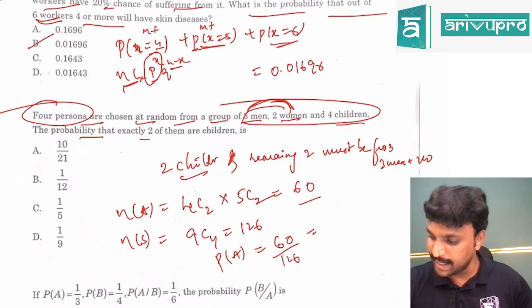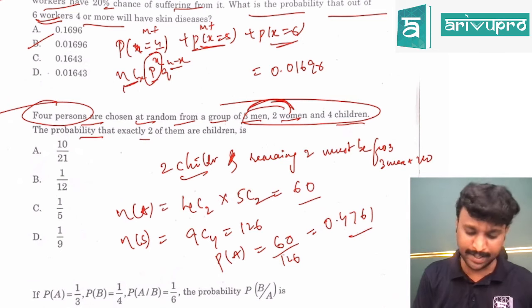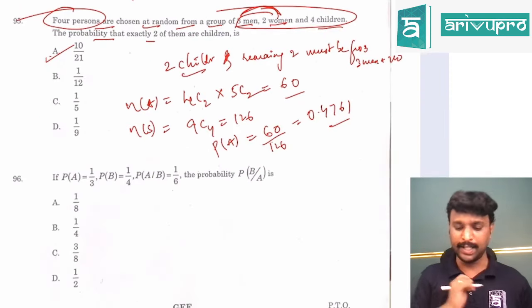The answer is 60 divided by 126, which gives you 0.4761. Whichever option gives you 0.4761 is the right answer. If you do 10 by 21, that gives you 0.4761. Guys, look at the next question.